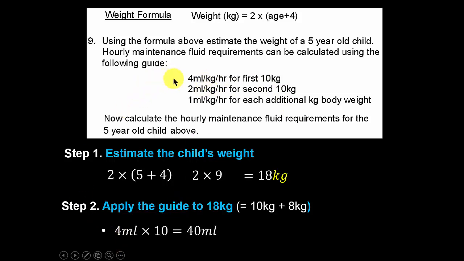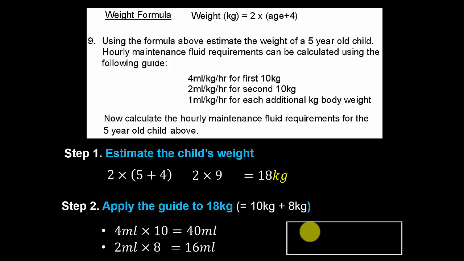So I'll do the 4 millilitres multiplied by 10 for that first 10 kilograms. That gives me 40 millilitres. And then 2 millilitres, this next instruction, multiplied by the 8 for the second portion of that child's weight. That gives me 16 millilitres. That's the child's weight fully taken care of. So my total hourly maintenance fluid requirement will be to simply add those 2 numbers together. 40 plus 16 is 56. What are my units? They are millilitres per kilogram per hour.